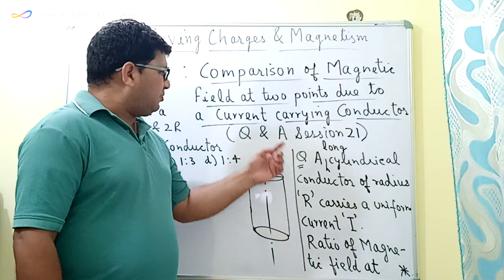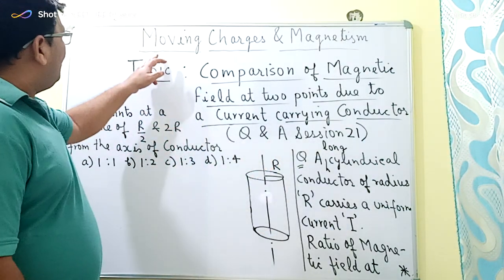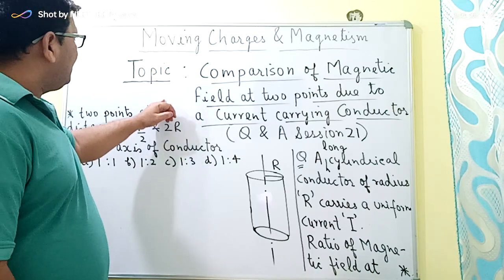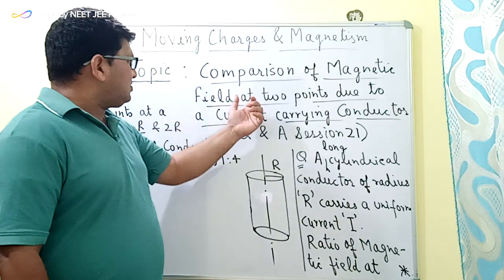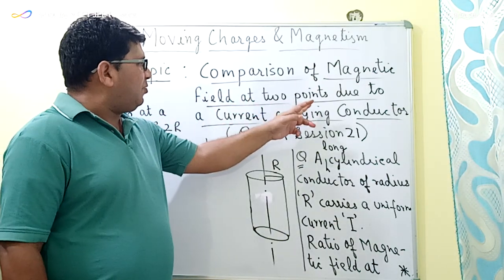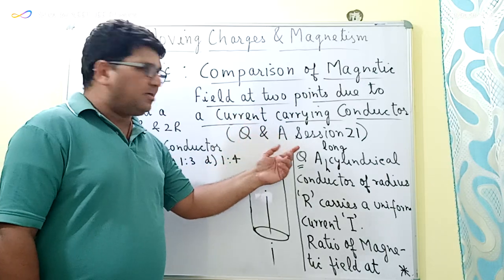Good evening and welcome to the Q&A session 21 from the chapter of moving charges and magnetism. The topic is the comparison of magnetic field at two different points due to a current carrying conductor.